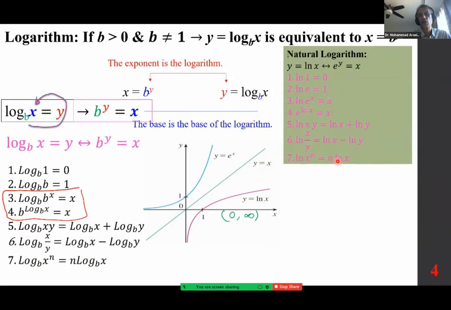Product rule, quotient rule, power rule. Ln of xy is ln x plus ln y. Ln of x over y is ln x minus ln y. Ln of x to the power of n is n ln x.